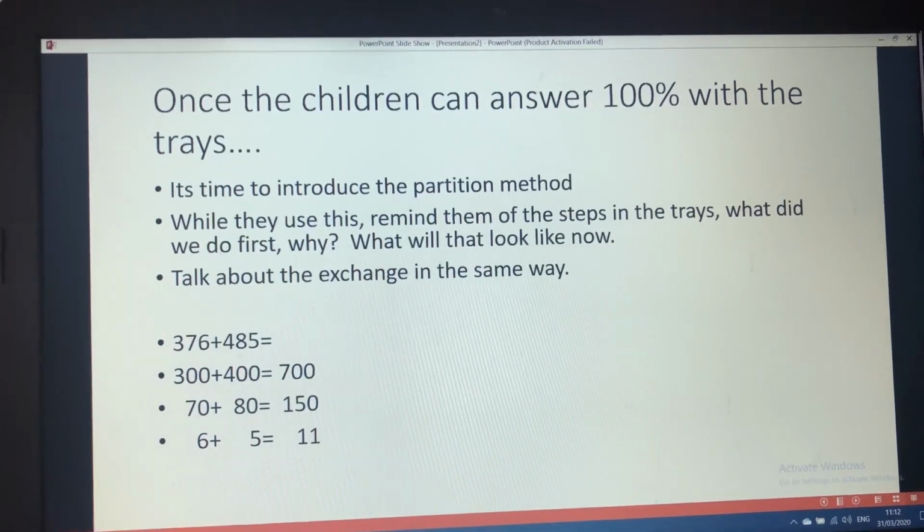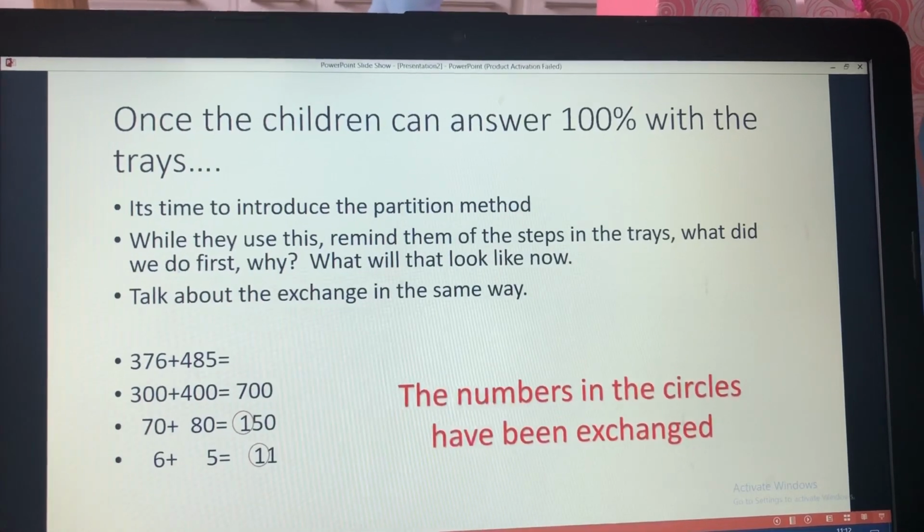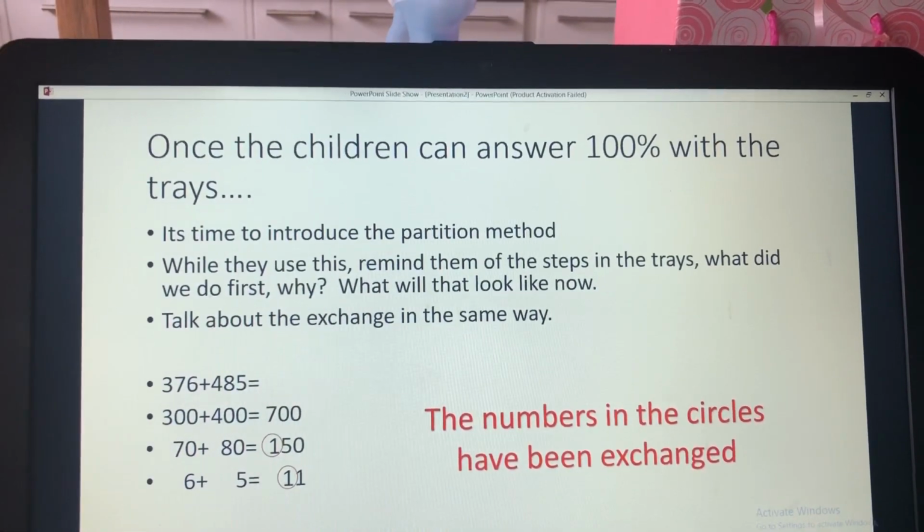There we go again, those numbers are in, and those numbers there that have been exchanged, we really need to focus on.